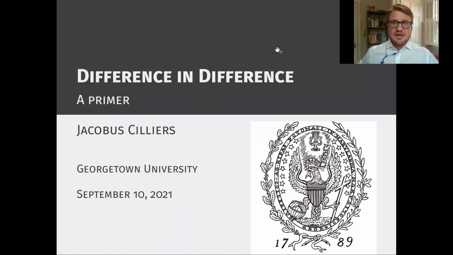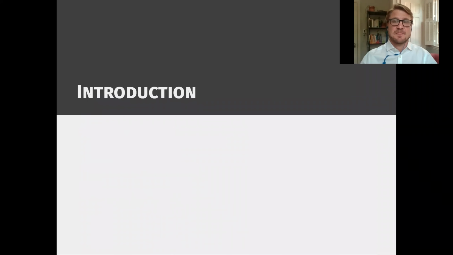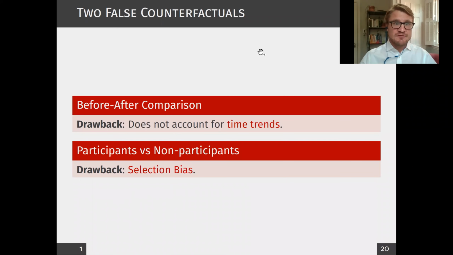Hi, students. As a second part of our first lecture on using panel data, I will now be covering a second method very related to fixed effects, which is called difference in difference. So just a quick overview.